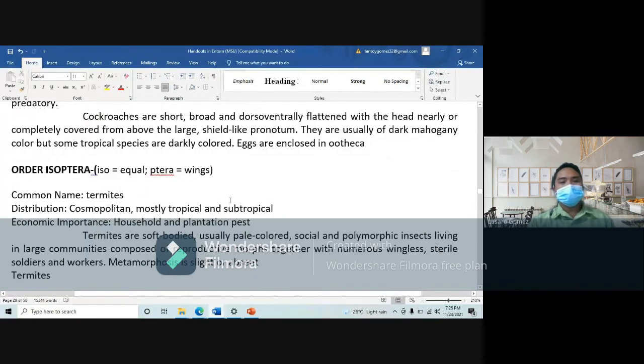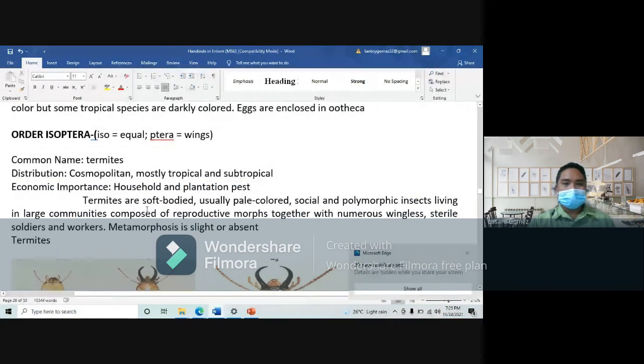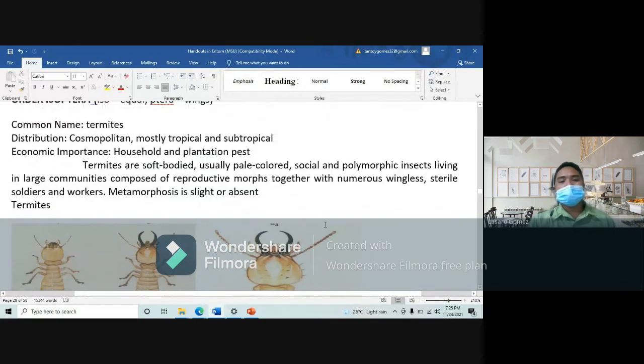The other order also is Isoptera. Okay, this consists of two words. Iso means equal, ptera means wings. Okay, one best example of this order is termites. Okay, importance of this insect is that it is a household and plantation pest. Termites are soft-bodied, usually pale colored, social and polymorphic insects living in large communities, composed of reproductive morphs, together with numerous wingless sterile soldiers and workers. Metamorphosis is slight or absent.